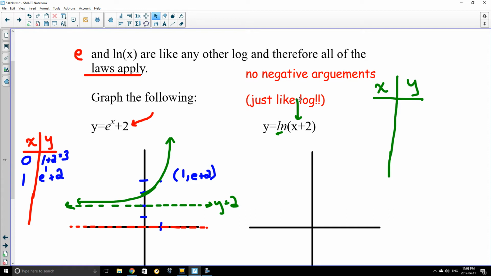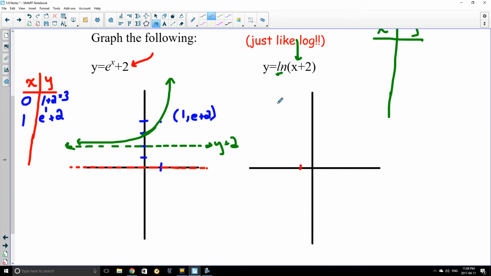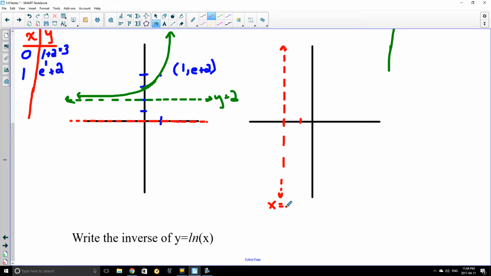So let's try plugging in some numbers. Remember, the argument can't be 0. Right off the hop, you can find your vertical asymptote by asking yourself, what x value is going to give you 0 in here? The answer to that is -2. So your vertical asymptote is x equals -2. We might as well graph that. So there is my vertical asymptote.